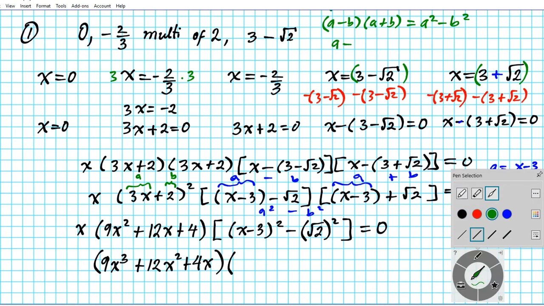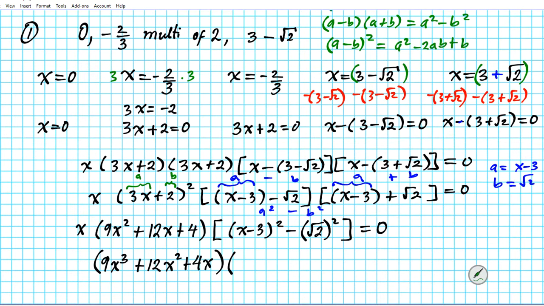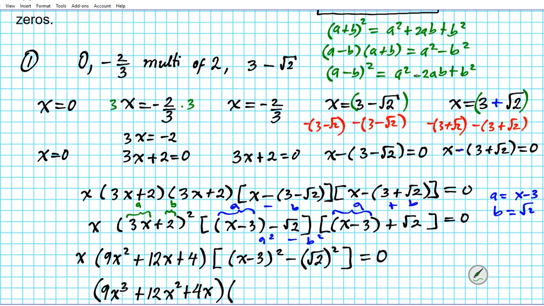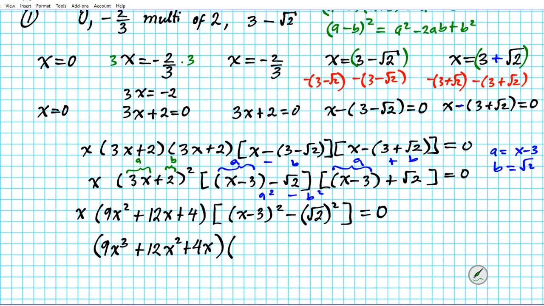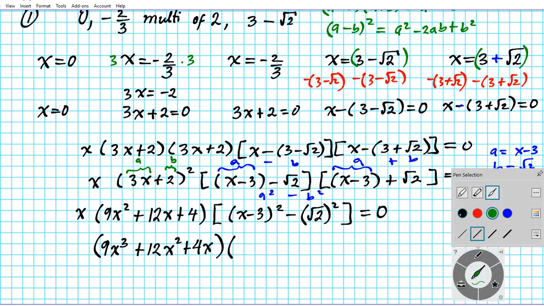If you have a minus b, the square of a difference, not difference of squares, this is going to be a squared minus 2ab plus b squared. It's just like the square of a sum, but the difference is that the first sign is negative for the square of a difference. Okay?